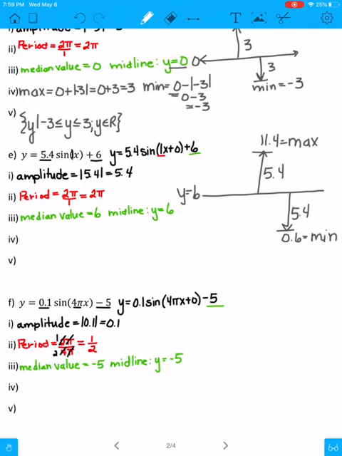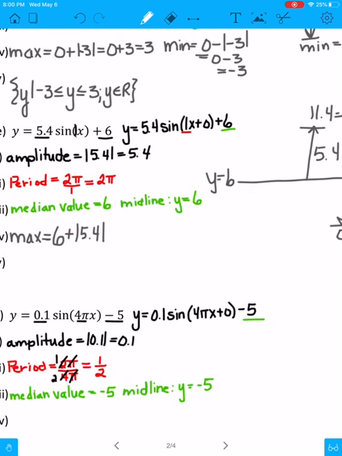So we have a max which equals d, which is 6, plus the absolute value of 5.4. It's the absolute value of a. So it's going to be 6 plus 5.4, which equals 11.4. Or we have a minimum, which equals 6 minus the absolute value of 5.4, which equals 6 minus 5.4, which equals 0.6.